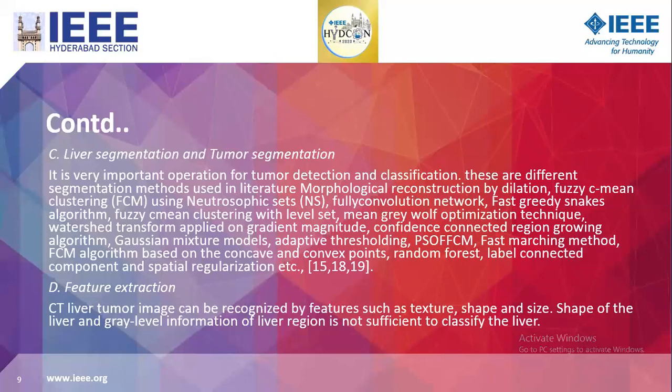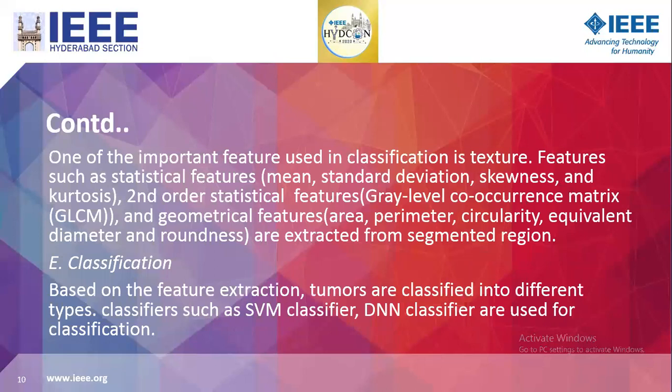The shape of the liver and gray level information of the liver is not sufficient to classify the liver. Hence, texture information is also required to classify the liver properly. Features such as statistical features, mean, standard deviation, skewness, and kurtosis, second order statistical features, that is gray level co-occurrence matrix, and geometrical features, that is area, perimeter, circularity, equivalent diameter, and roundness, are extracted from the segmented region.